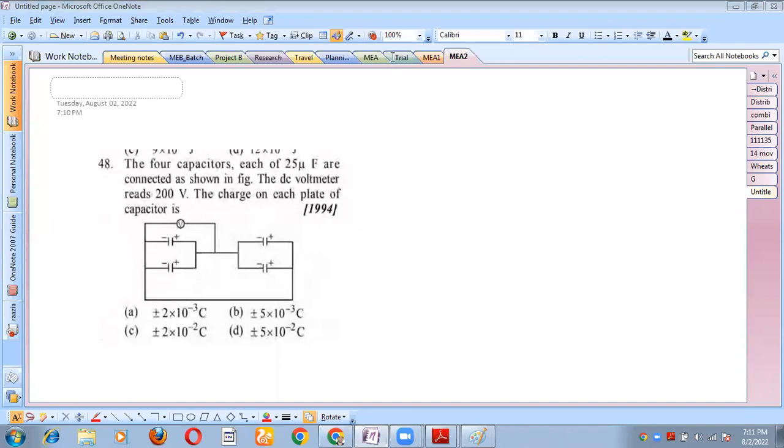You are getting D. Okay, B. So let us check. We have to find charge on each capacitor. The four capacitors are connected as shown in figure. The DC voltmeter reads 20 volts. Okay, the charge on each plate. So very simple, I think. The charge on each plate of capacitor is.